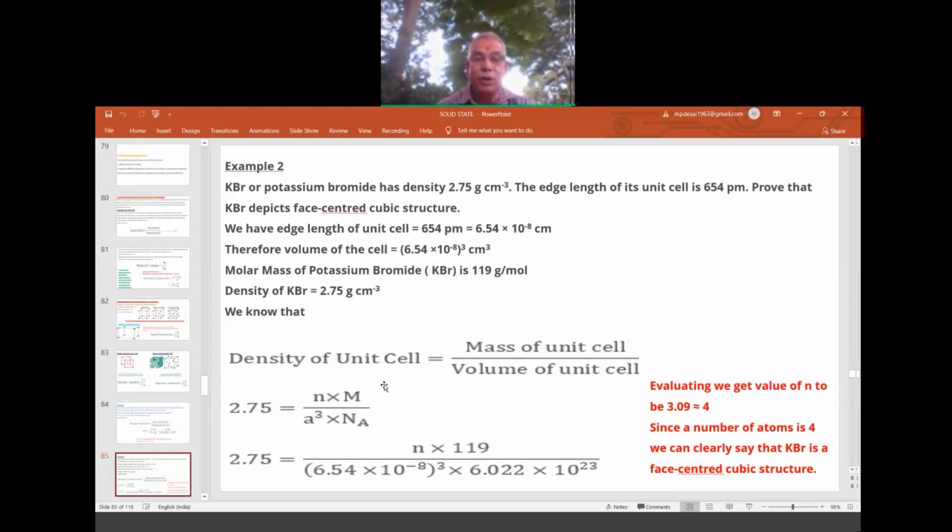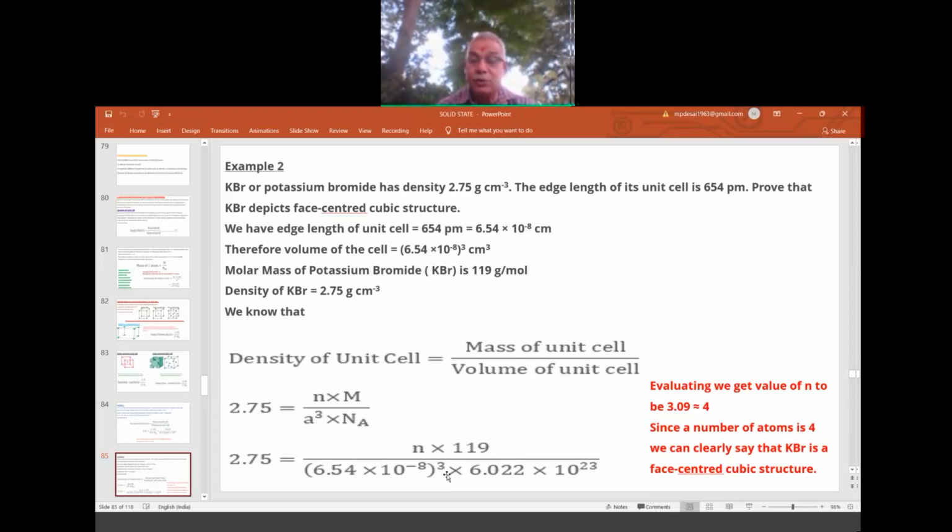So now, density equal to mass by volume. So what is mass of unit cell equal to? n into m. What is n here? n equal to what? Number. For that only you have to calculate. What is the question here? Question is: prove that KBr depicts face-centered FCC. So n you have to keep as it is.